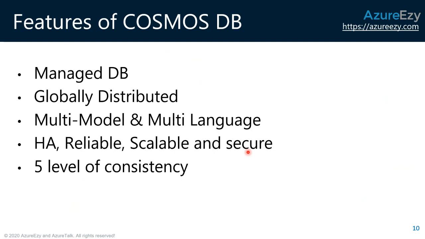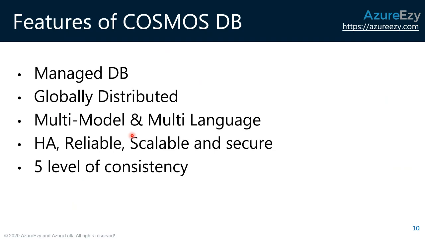Cosmos DB also provides unlimited scale for both storage and throughput. There is a concept of horizontal partitioning in Cosmos DB. Horizontal partitioning allows Cosmos DB to scale limitlessly. We will understand that part when we look at the structure, the partitioning key, or the partitioning. Okay.